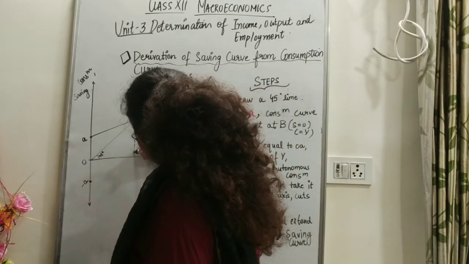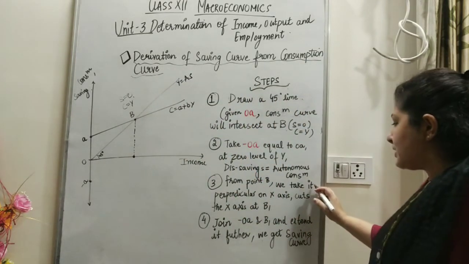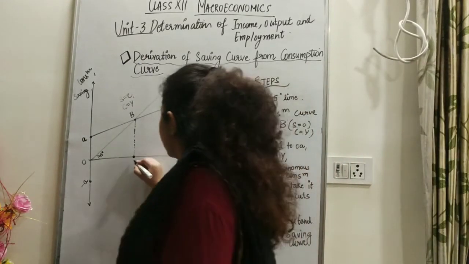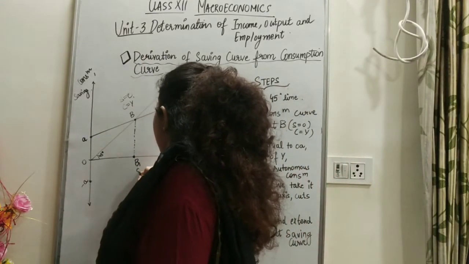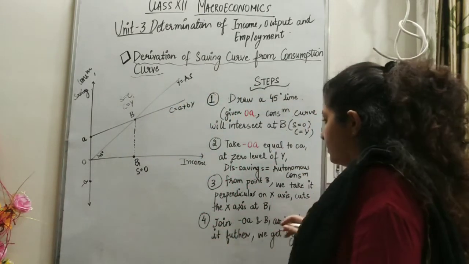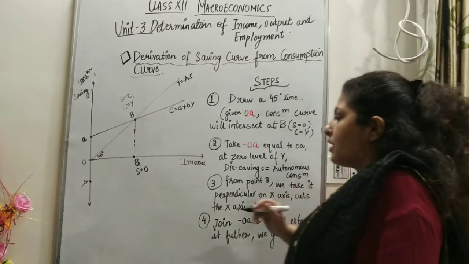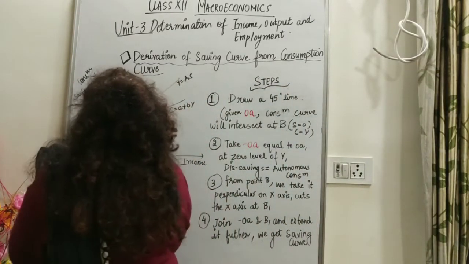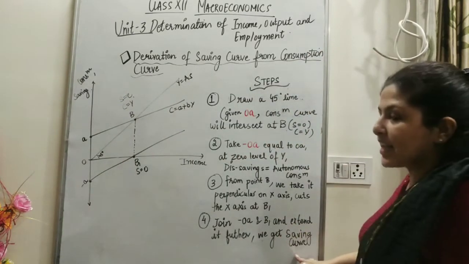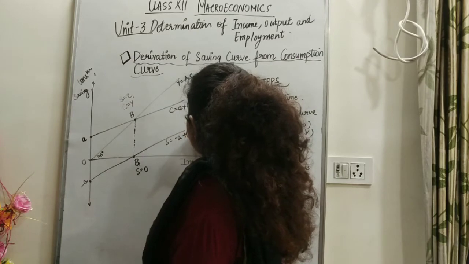So next, from point B, we take a perpendicular down to the x-axis, right? We'll mark this point as B1. It cuts the x-axis at B1, where savings are 0 at a given level of income. So we join minus OA and B1 and extend it further. When we join this and extend it further, what will we get? Saving curve. So S is equal to minus A plus (1 minus B)Y.